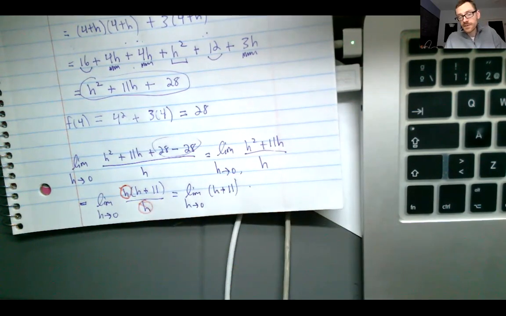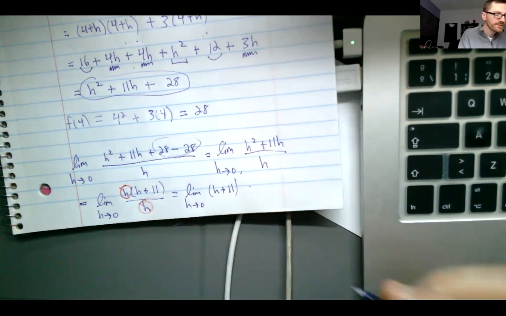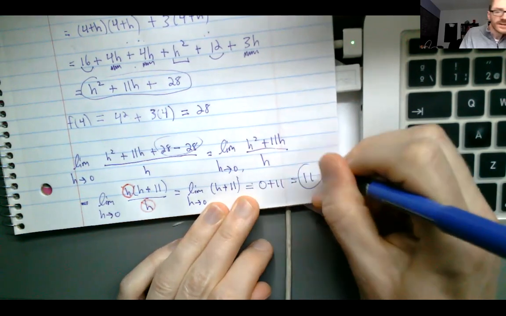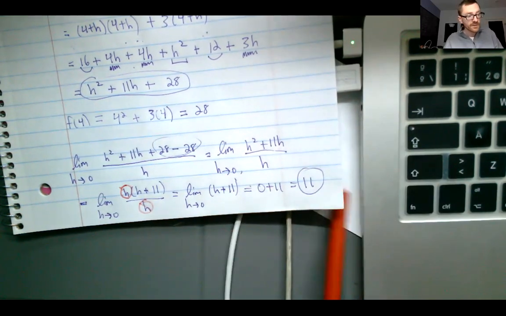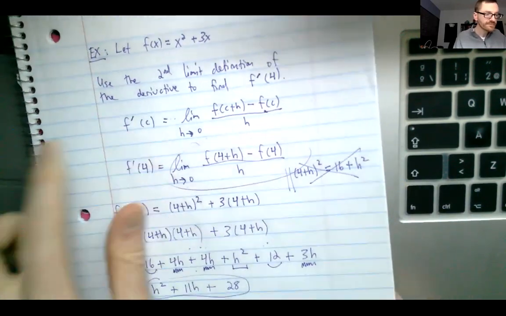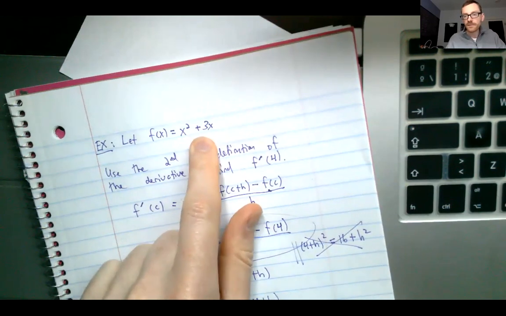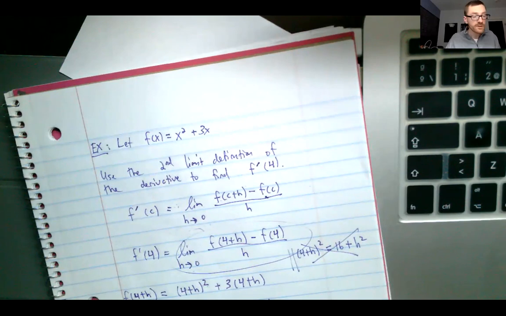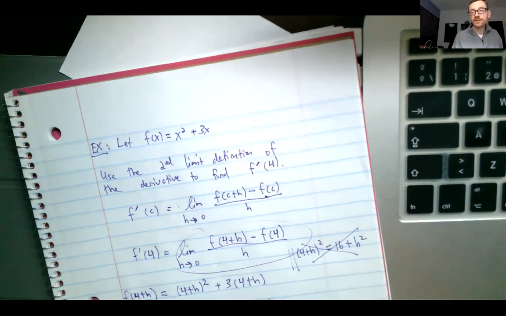And now my expression is totally simplified. If I replace h with 0, you get something reasonable. You get 0 plus 11, which is 11, and that's the value of the limit. So the derivative of this function at 4 is 11, or if you like, the instantaneous rate of change of this function at 4 is 11, or if you like, the slope of the tangent line of this function at 4 is 11. They all mean the same thing.